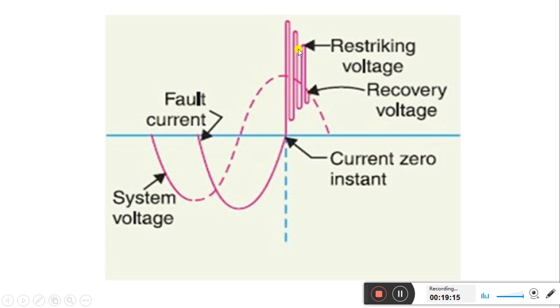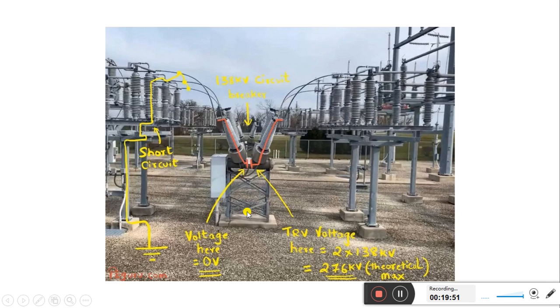So this is called the restriking voltage, and once these high frequency oscillations are removed from the system, the voltage becomes the system normal voltage from here to here. From here to here, this voltage is called the recovery voltage. Recovery means the voltage has been recovered to the normal position. That's why we call it the recovery voltage. This is what we define as the recovery voltage, restriking voltage, and this is the system voltage, and this is the fault current.